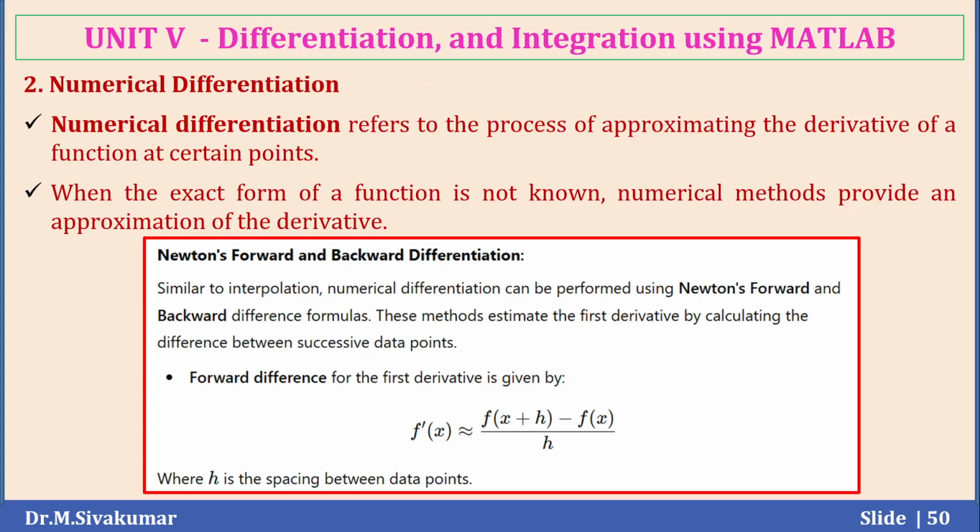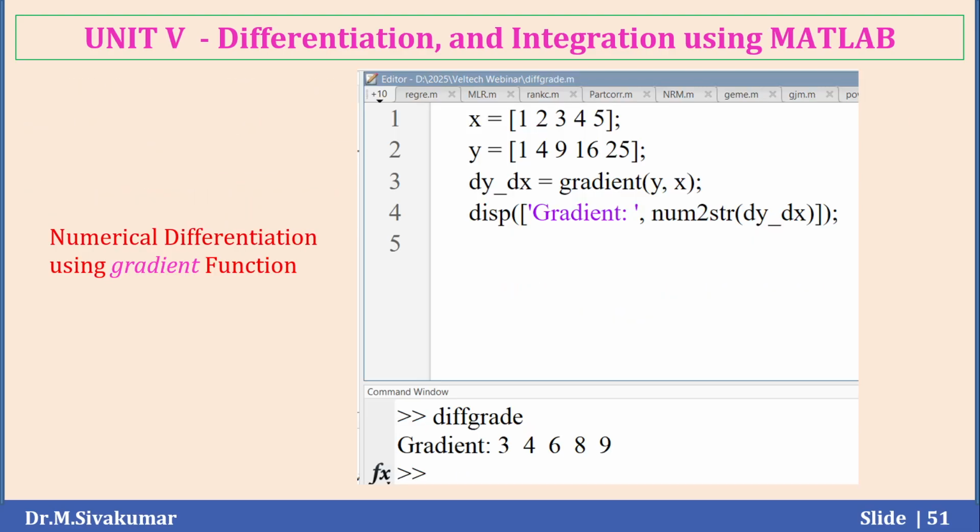The next topic is numerical differentiation. What is numerical differentiation? It refers to the process of approximating the derivative of functions at certain points. Here, when the exact form of the function is not known, the numerical methods provide an approximation of the derivative. So Newton forward and backward differentiation is shown in the formula. Similar to interpolation, numerical differentiation can be performed using Newton's forward and Newton's backward differentiation formulas. This slide shows the forward difference for the first derivative.